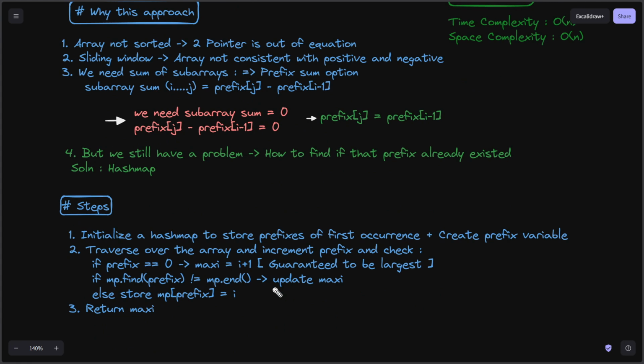So the steps to follow in this method are: first, we'll have a hash map initialized to store the prefixes of the first occurrences, and we'll have a prefix variable. I'm not storing the prefix array, rather I'm storing just a variable to store the prefixes. Next, I'll traverse over the array and I'm going to increment the prefix, and then I'm going to check.